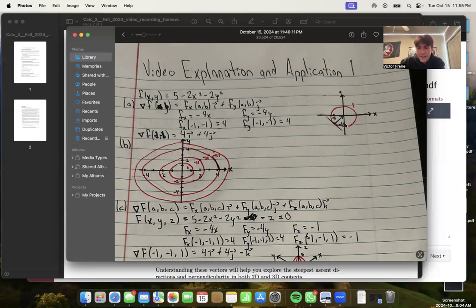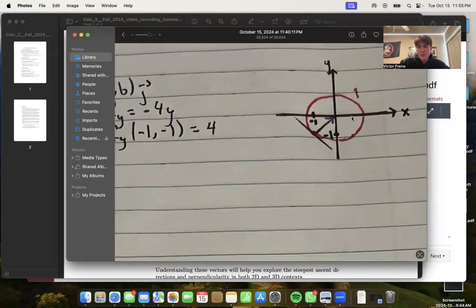We're going to get 5 minus 2 times (-1) squared, and (-1) squared is 1, so 5 minus 2 is 3. Then 3 minus 2 times (-1) squared, which is 1, so it's 3 minus 2. That gives us an output of 1. Just to recap, when we have (-1, -1) as the inputs, we get the output of 1. That's what I drew here.